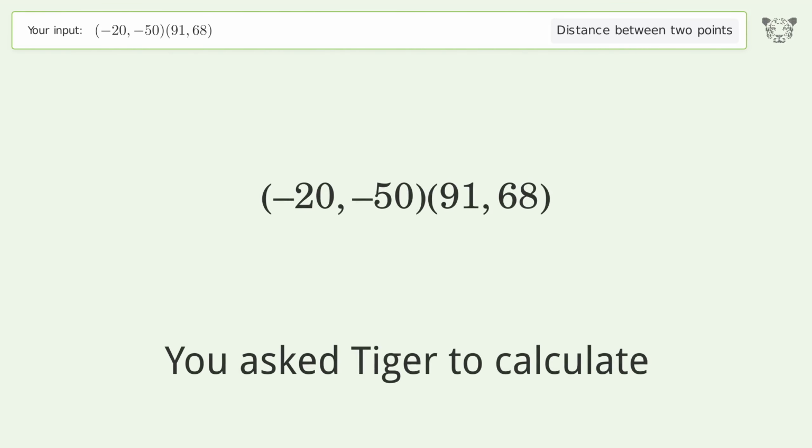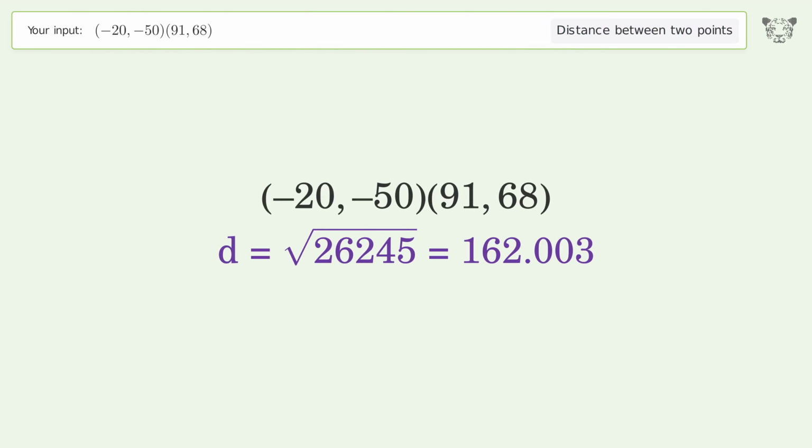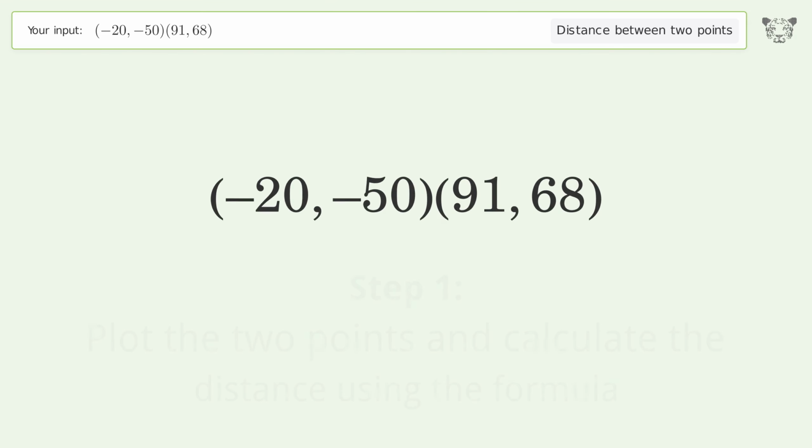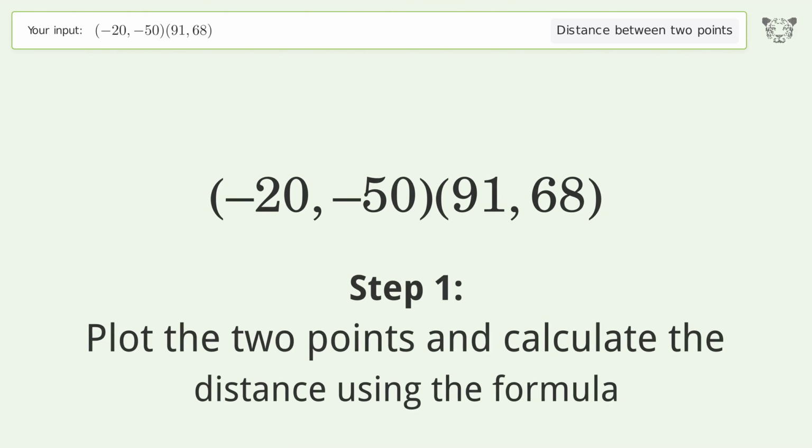You ask Tiger to calculate. This deals with the distance between 2 points. The distance between the 2 points is the square root of 26,245 or 162.003. Let's solve it step by step. Plot the 2 points and calculate the distance using the formula.